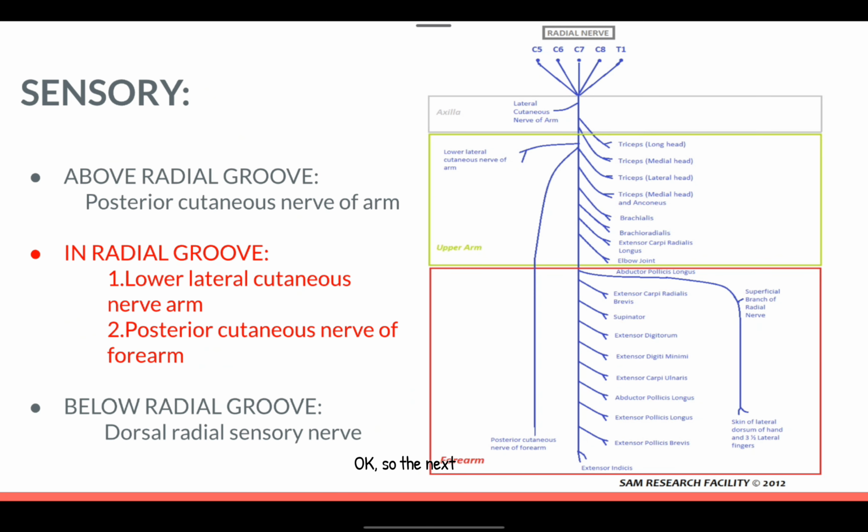Next, we'll look at the sensory branches. Sensory branches above the radial groove: it is the posterior cutaneous nerve of arm, which is the lateral cutaneous nerve of arm. In the radial groove, it is the lower lateral cutaneous nerve of arm and the posterior cutaneous nerve of forearm. Then below the radial groove, it is the superficial branch of the radial nerve, which is the dorsal radial sensory nerve.